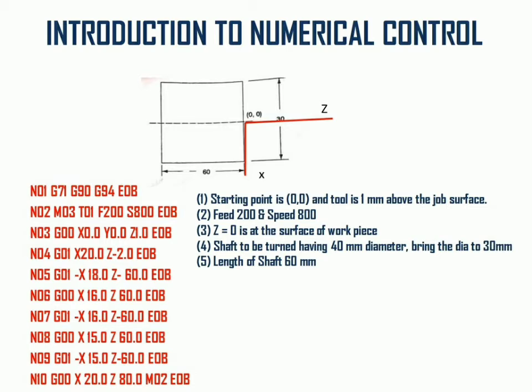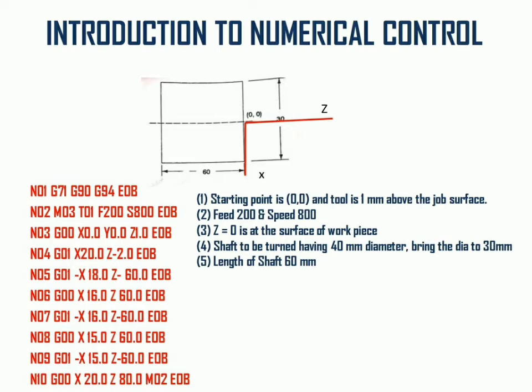In instruction block number 3, we need to move the tool from a random position to the origin of the job. So we need to move the tool with the help of rapid traverse code G00, X0.0, Y0.0, and for Z we need to keep the tool as per the condition given in the problem. So we need to keep the tool 1 mm away from the surface of the job, then EOB, end of the block.